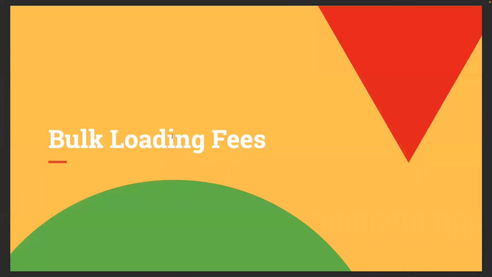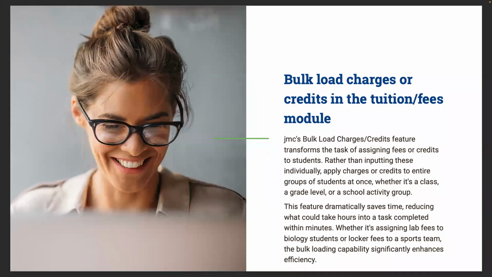So the first thing we'll talk about is bulk loading fees, and this is a really handy feature. JMC's bulk load charges and credits feature transforms the task of assigning fees or credits to students rather than inputting these individually. Apply charges or credits to entire groups of students at once, whether it's a class, a grade level, or a school activity group. This feature dramatically saves time, reducing what could take hours into a task completed within minutes.